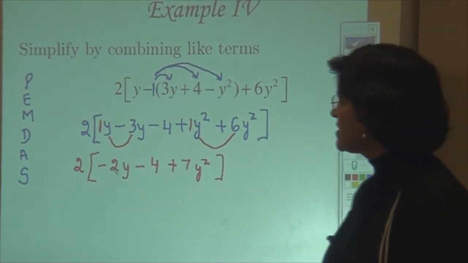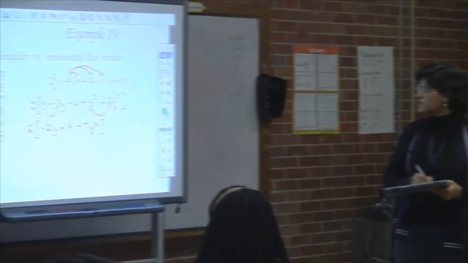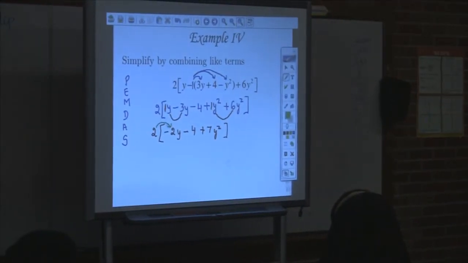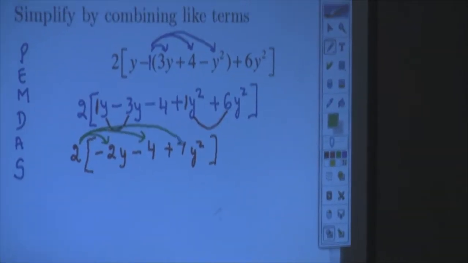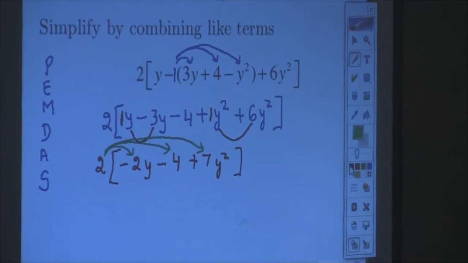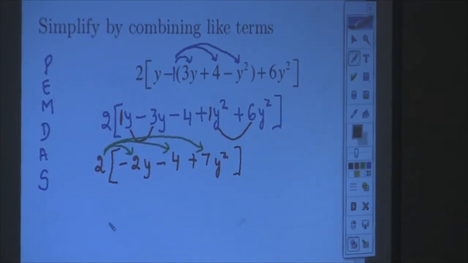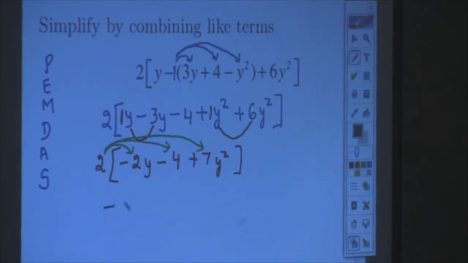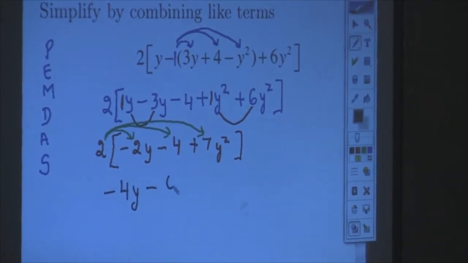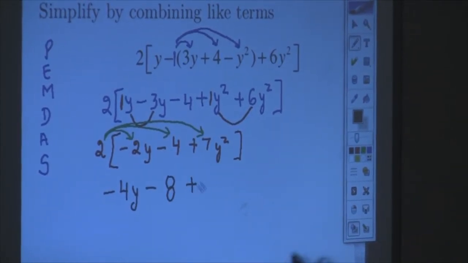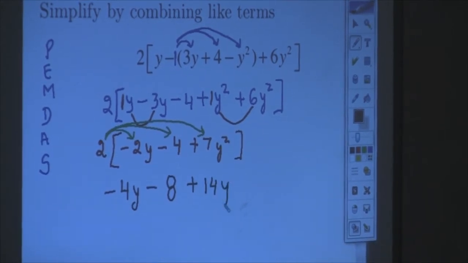Now inside the square bracket, can anything be combined? No, we cannot. So it's time for us to distribute. Let me change the color for everyone to clearly see what we are doing. We're distributing 2 to all the terms inside the square bracket. So when I distribute 2 to negative 2y, it will become negative 4y minus 8 plus 14y squared.